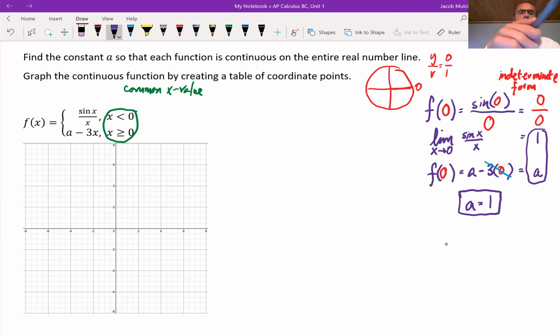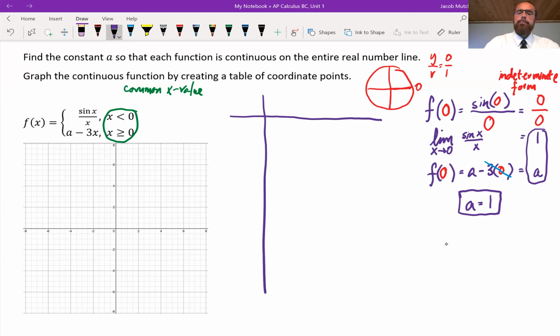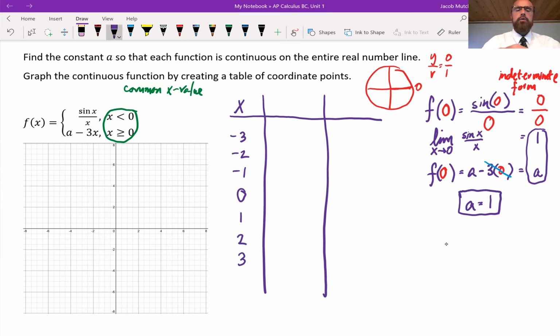Well, let's graph. So I'm going to create the coordinate plane graph over here. Let's make our coordinate table. And like we did for that first example, I'm going to place 3 columns broad. And let's go -3, -2, -1. That cutoff number is 0, and then let's go 1 and 2. Well, we'll go to 3. We'll be generous with the x values.